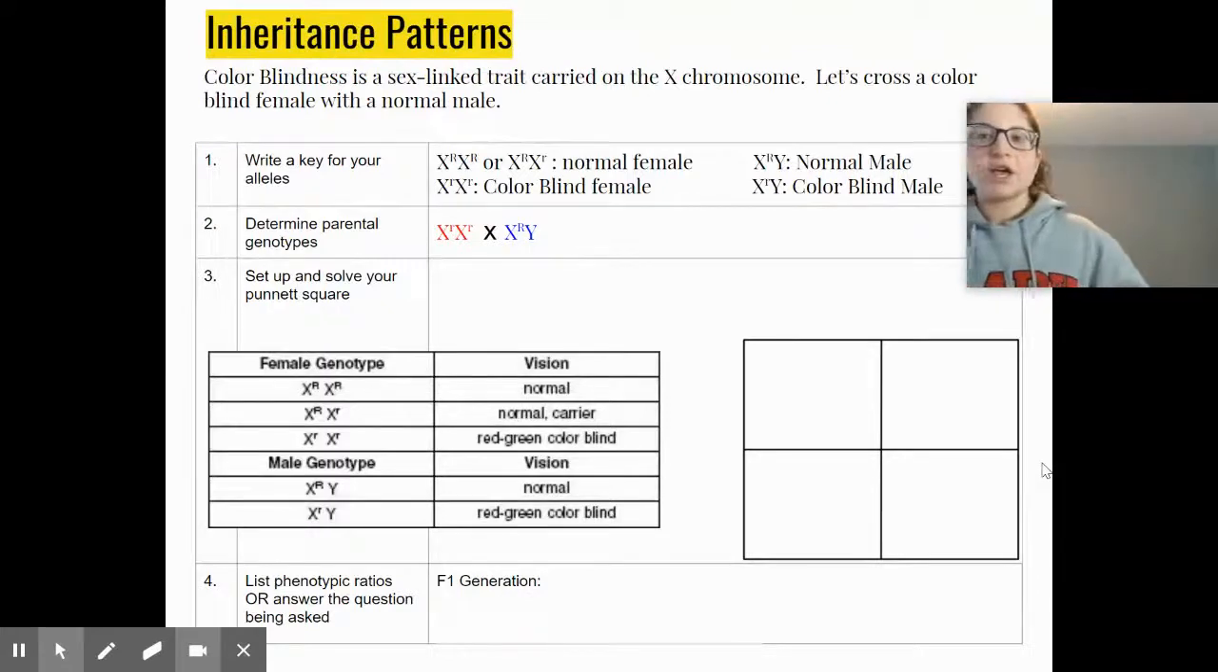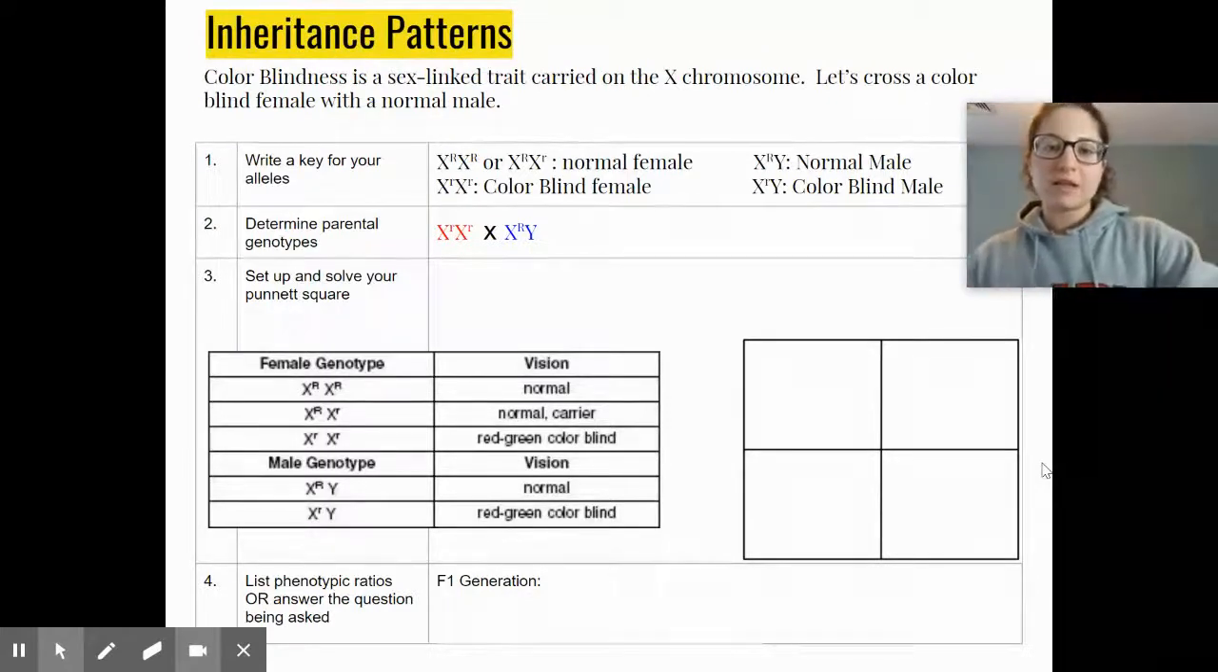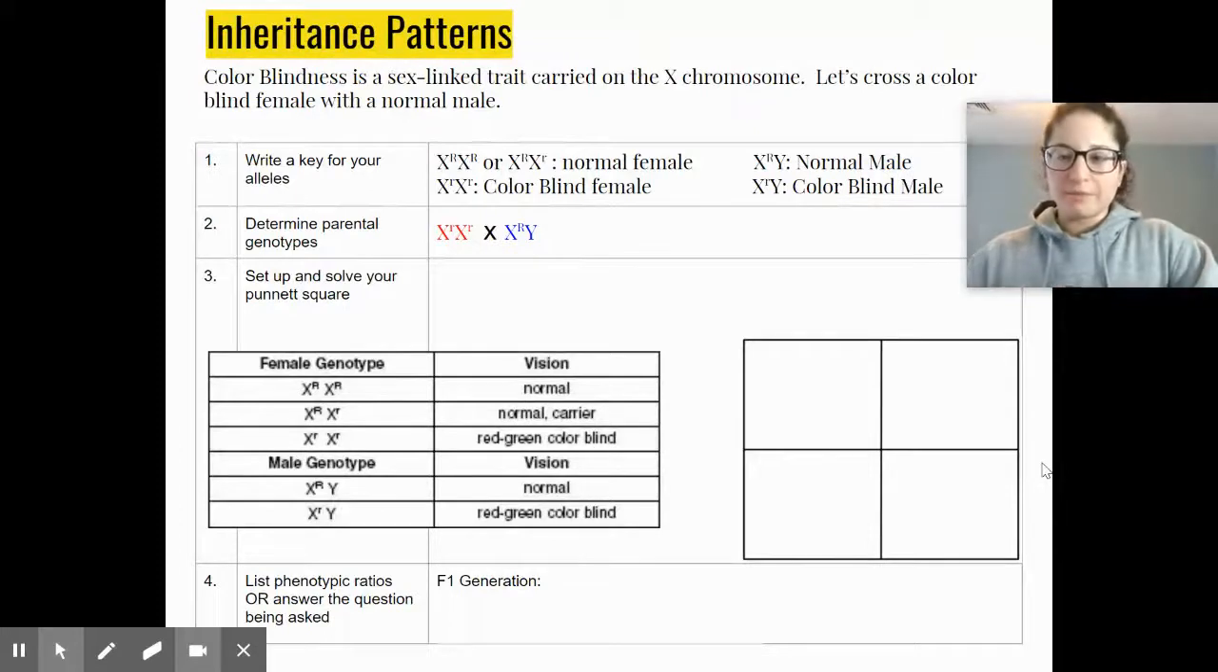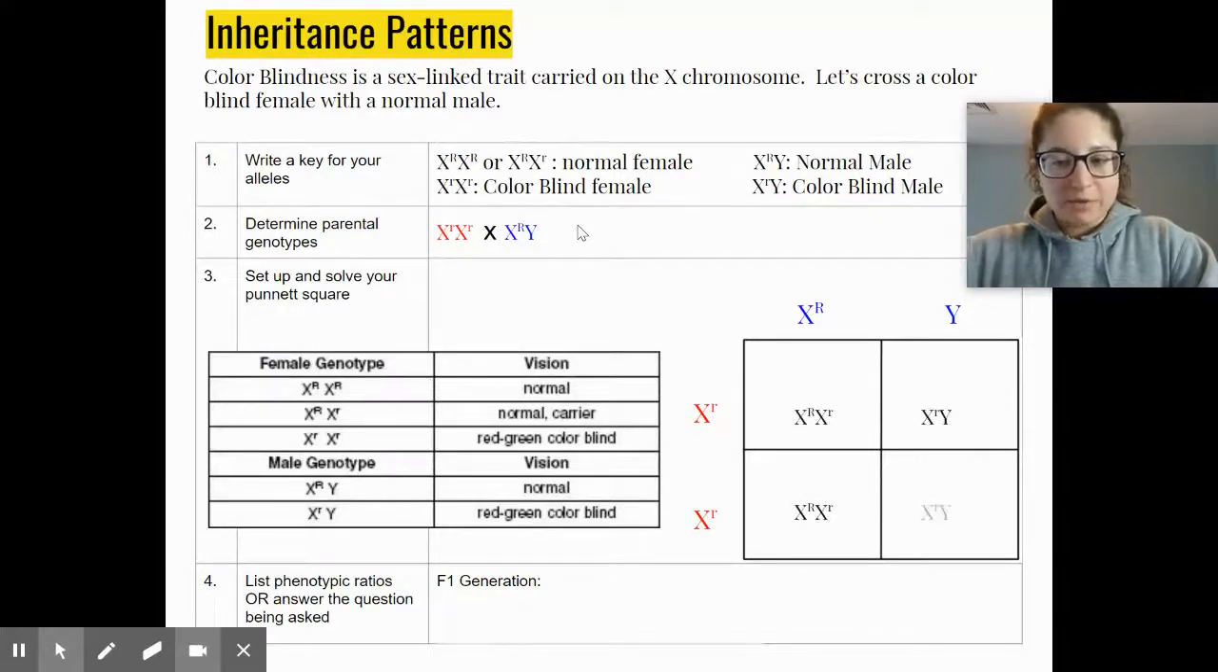So in this case, we are crossing a colorblind female with a normal vision male. So colorblind female, here are our females, XX, colorblind is going to be X little r, that's what we have right here. Normal vision male, so male is going to be XY, and then normal vision is the big R, so X big R Y for our male. We take mom's genotype, we write it down the side. We take dad's genotype, we write it across the top. We fill in our Punnett square, same way we've been filling it in.